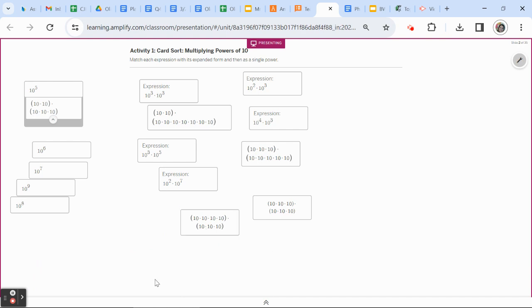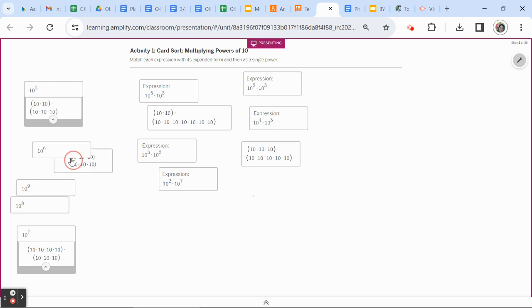Which one of these has 7 tens? If I do this one next, here we have 4 and 3, so that makes 7. That would be 10 to the 7th power. And then 10 to the 6th power. We want one that has 6 tens. Well, we have 3 and 3, so we can put those together. All right, so we got those.